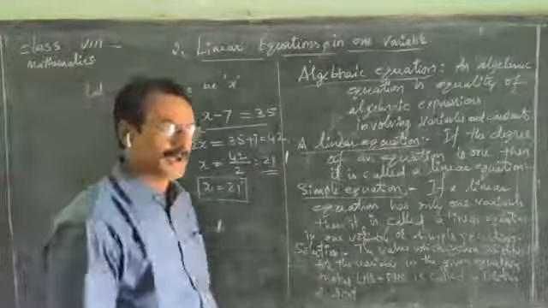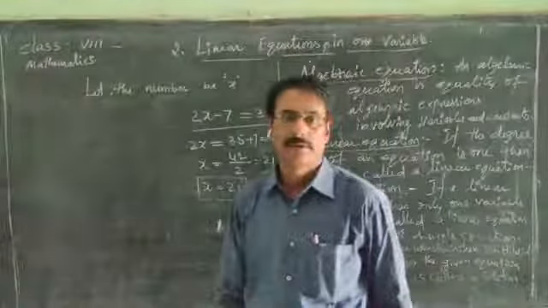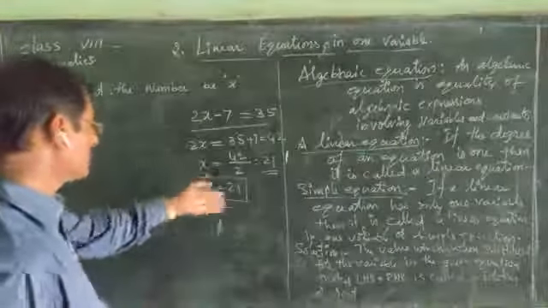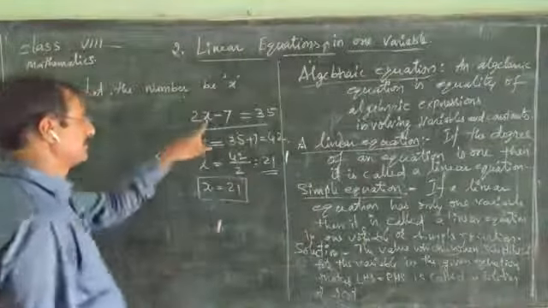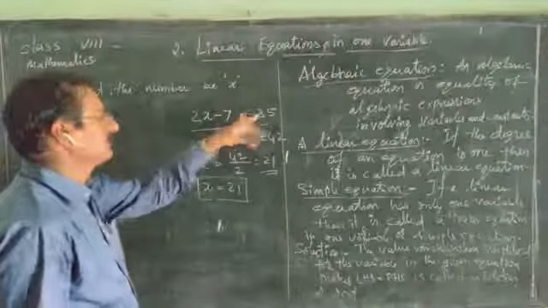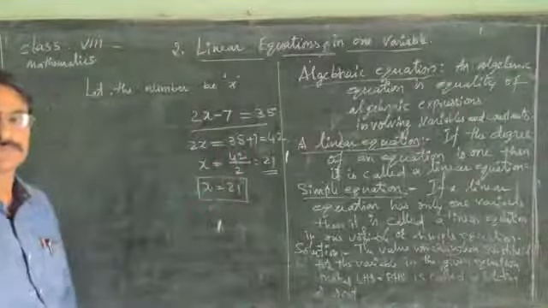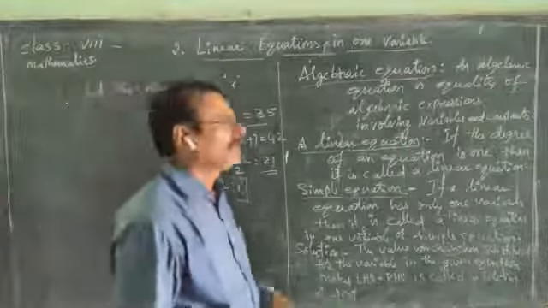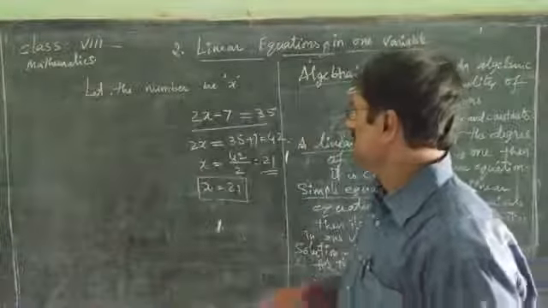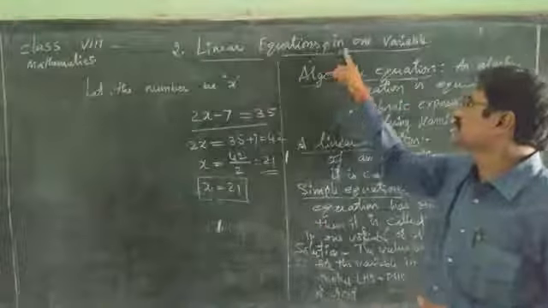Which number did I think of in my mind? 21. Is it right or wrong? How to check it? Just substitute this value in the given equation. 21 twos are 42, minus 7, is 35. This value satisfies the equation. Do you understand? So this type of equations we observe in this chapter, linear equations in one variable.